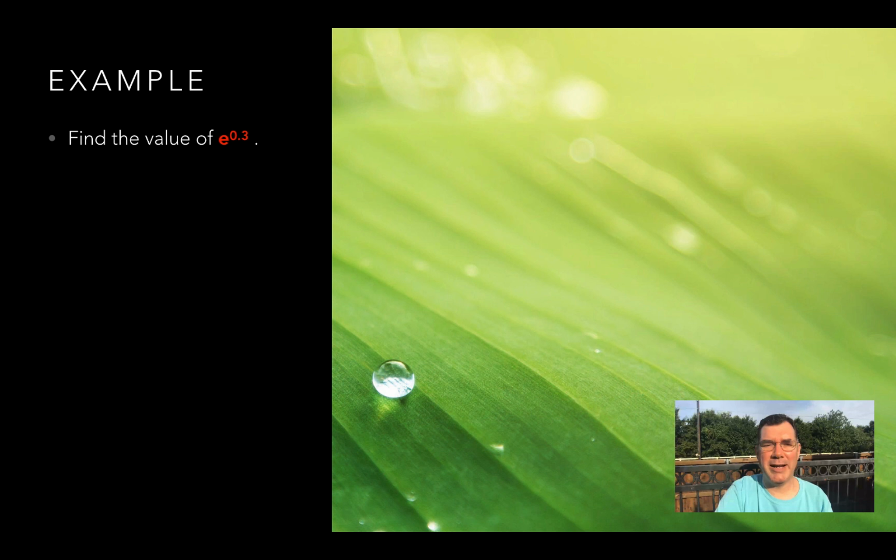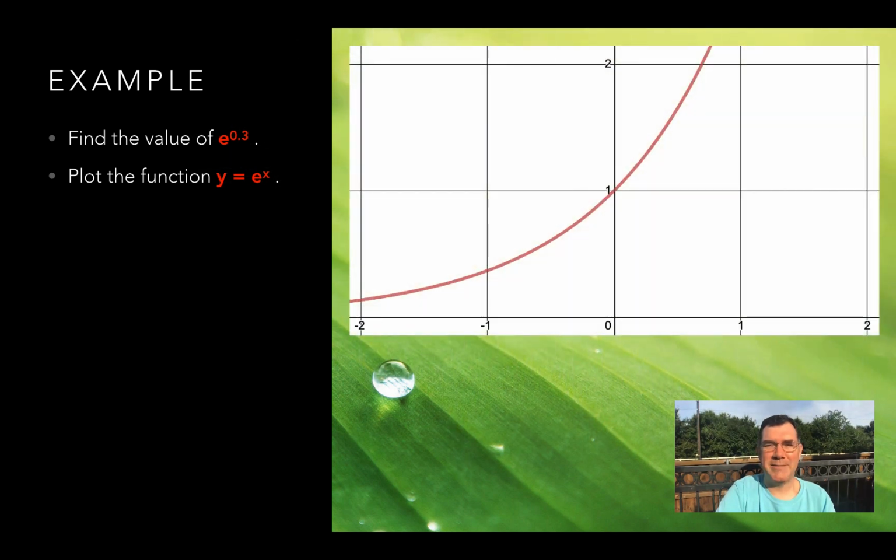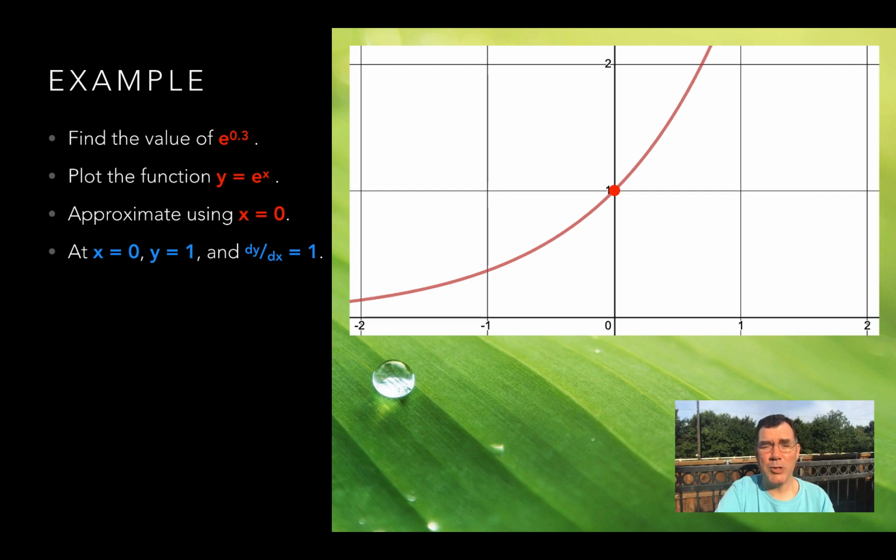Let's say I wanted to find the value of e to the 0.3. Okay, well, I don't really know what that is, so let's plot the function and see if there's an easier y value to calculate that's close to the y value at 0.3. So I know the y value at x equals 0. That's going to be just e to the 0, which is 1. I also know that the derivative of e to the x is e to the x, and when I plug 0 into that, I'm also going to get 1.